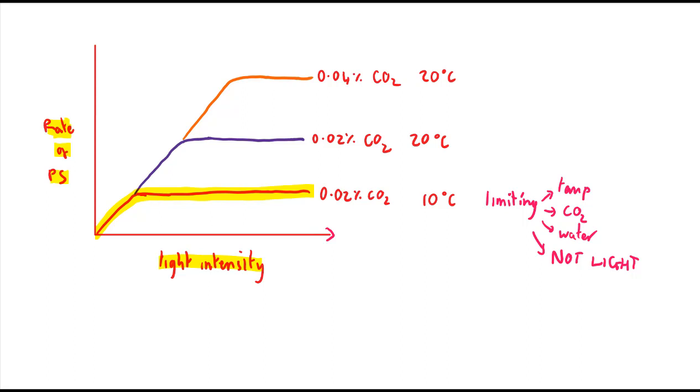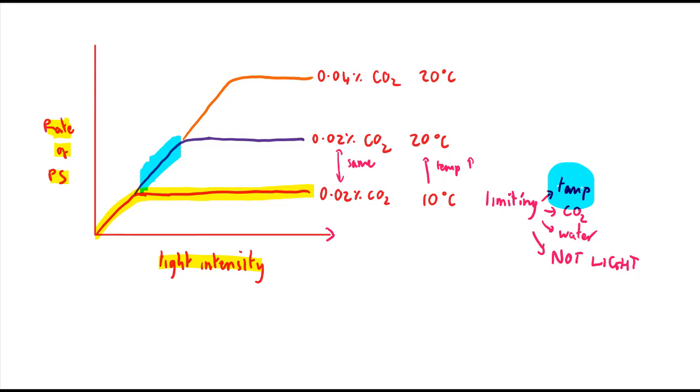It has the same amount of CO2, but the temperature's been increased, and the effect is that at this point it increases the rate of photosynthesis. So therefore we can say there that the limiting factor, or one of the limiting factors, was temperature, because when we increase the temperature, the rate of photosynthesis increases. The amount of carbon dioxide is the same, so initially it wasn't limiting.